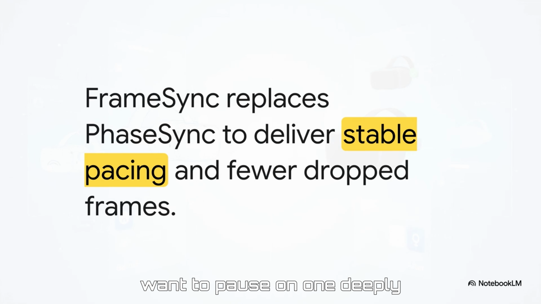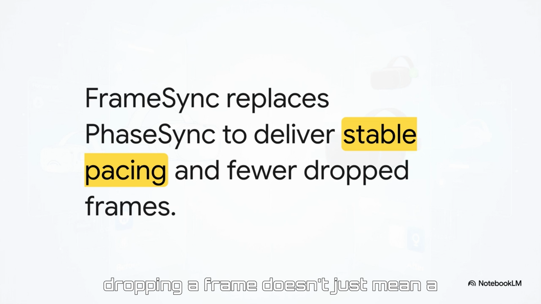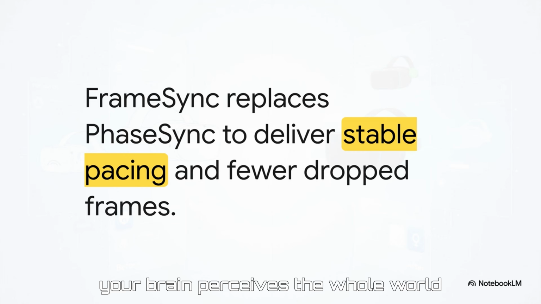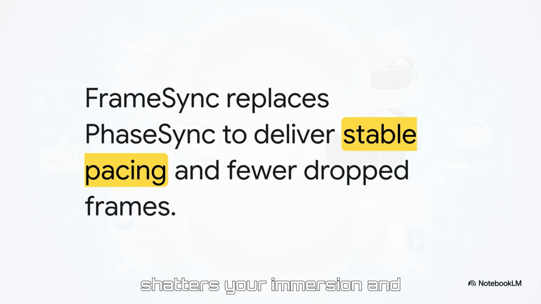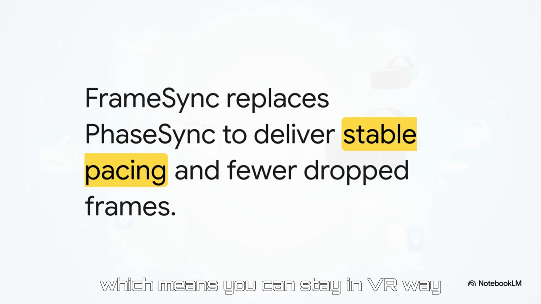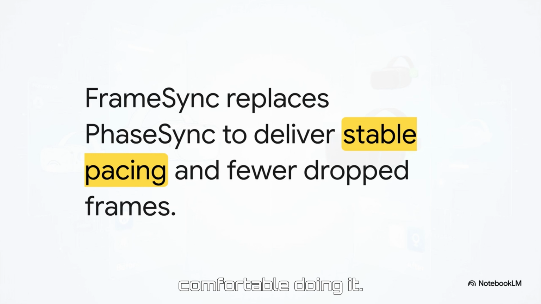I actually want to pause on one deeply technical but massively important upgrade happening under the hood, frame sync. So the crucial point here is it stops your games from dropping frames and making you feel nauseous. Seriously, that's the bottom line. Frame sync replaces the older phase sync algorithm. You see, in VR, dropping a frame doesn't just mean a tiny visual stutter on a TV screen across the room. It means your brain perceives the whole world skipping a beat. It completely shatters your immersion and causes real physical discomfort. This new frame timing algorithm delivers highly stable pacing, which means you can stay in VR way longer and be way more comfortable doing it.